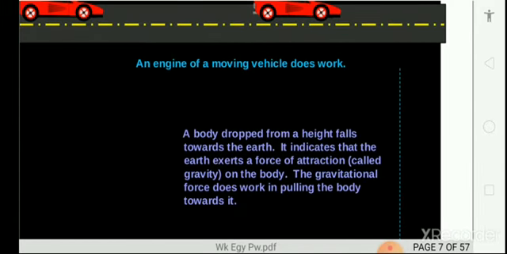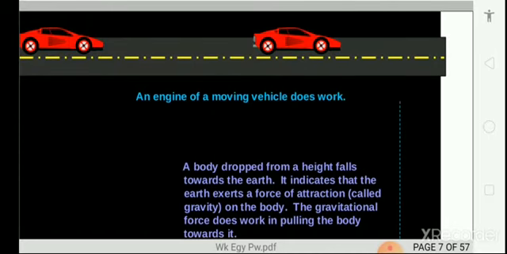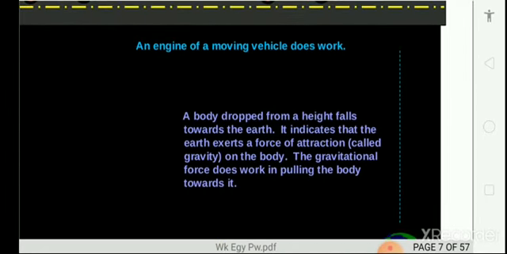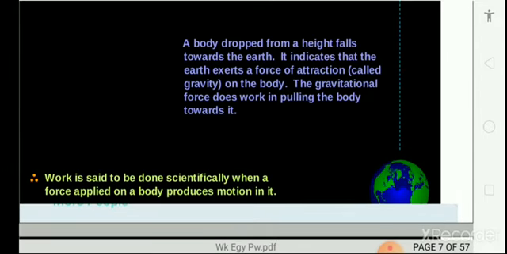An engine of a moving vehicle does work. An object dropped from a height falls towards the earth, which indicates that the earth exerts a force of attraction, called gravity, on the body, and the gravitational force does work by pulling the body towards it. So it is a kind of work only, but a different way of work, a different form of energy.